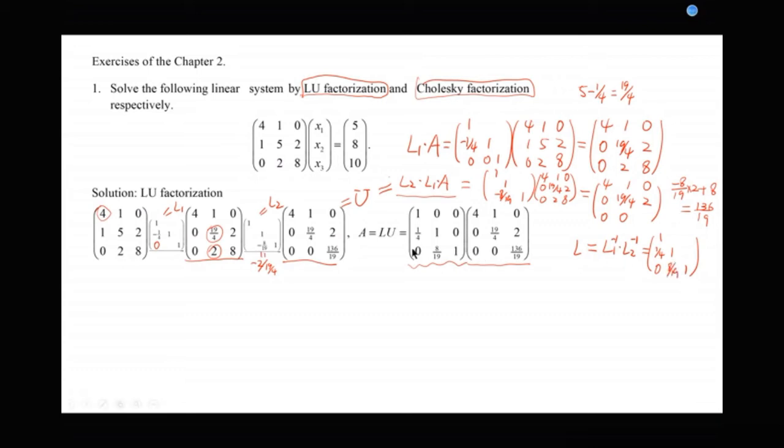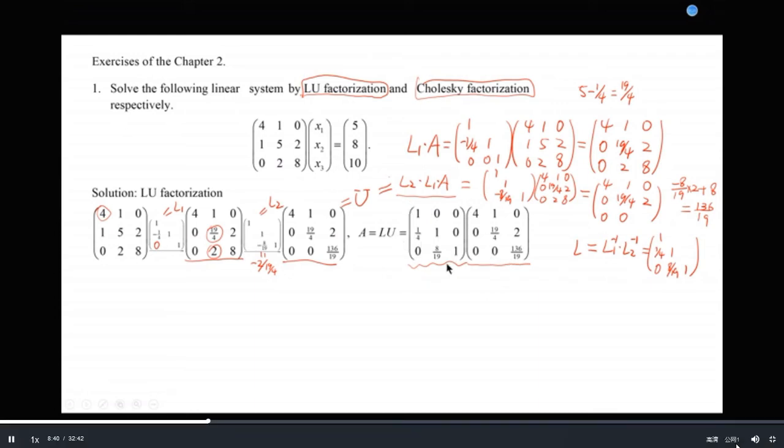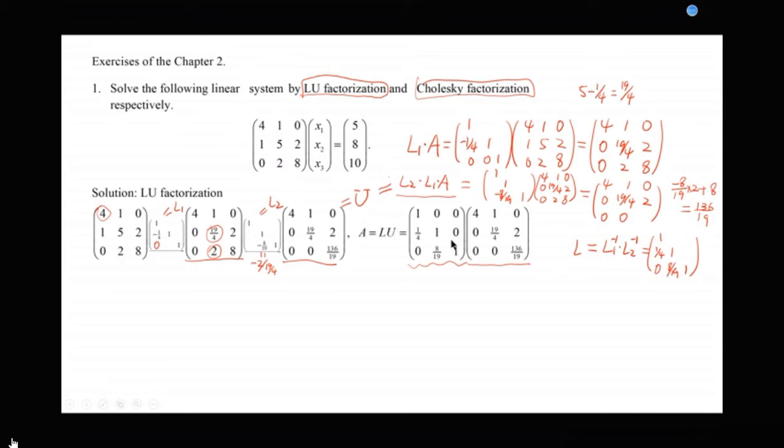Okay, so you see you obtain the L matrix. Here, of course, you can check A to make sure you obtain the correct answer. Okay, so continue. We need to solve the linear system by LU factorization.